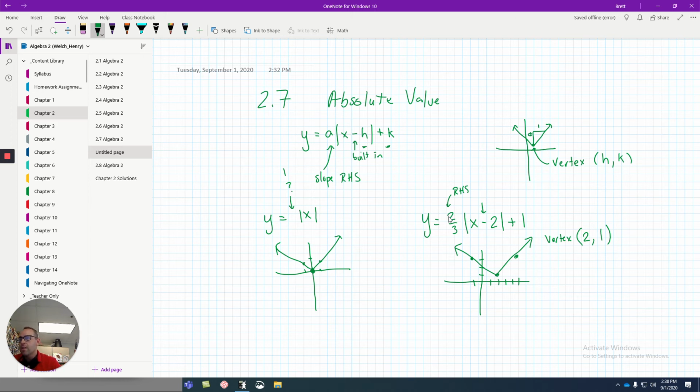The bigger this number is, this 2/3, if I get it bigger than 1, the graph is going to get really steep. If I get a number less than 1, it's going to flatten out. And then the only other thing I can really do in terms of the graph is turn this slope into a negative, which would flip it upside down.